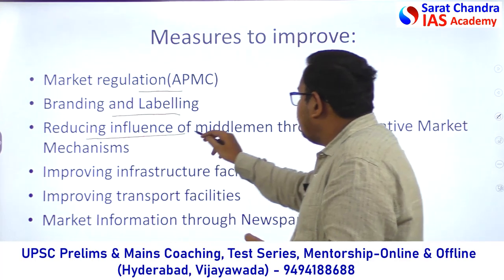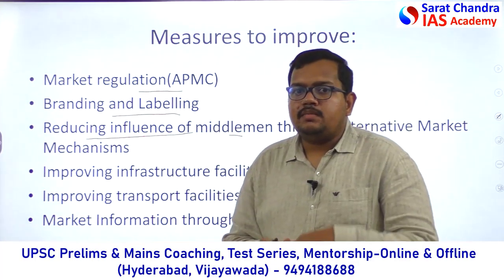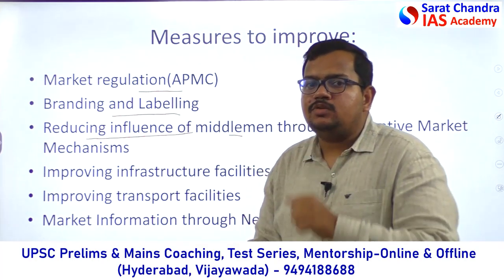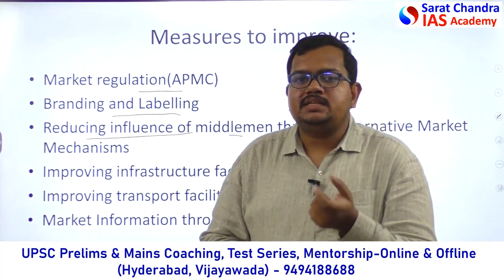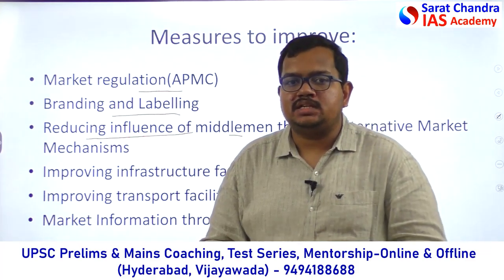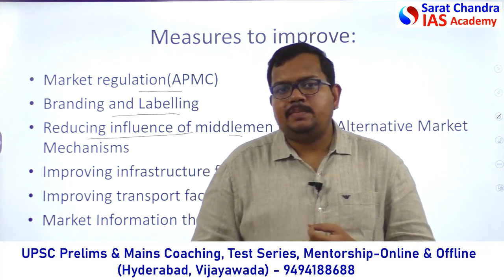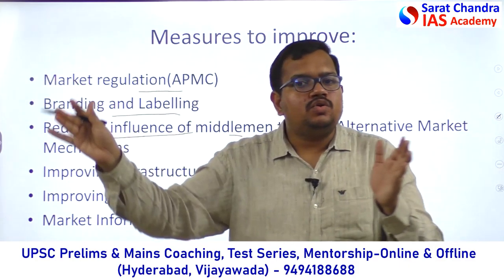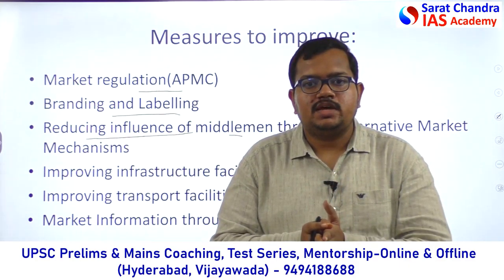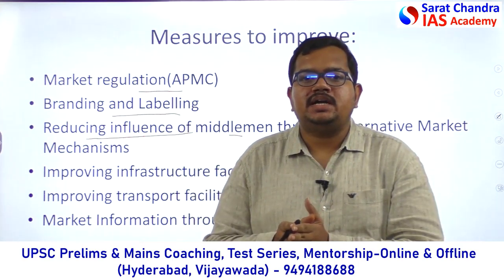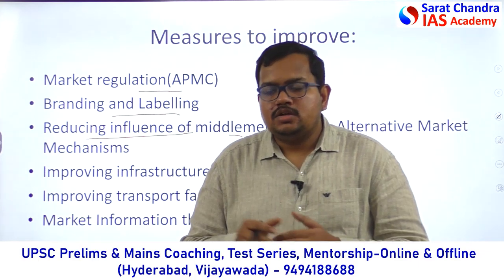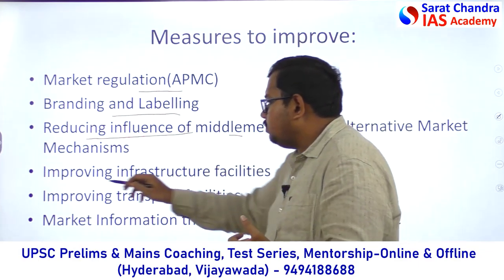And reducing the influence of middlemen by adopting alternative market mechanisms. Now, what are these alternative market mechanisms? One example is the Raitu Bazaar concept in Andhra Pradesh. So in a Raitu Bazaar, farmers can directly sell their produce to the consumers. No issue of middlemen. And similar models are also adopted in other states, like Uzhavar Santhai in Tamil Nadu. So these are some of the mechanisms that can be adopted.